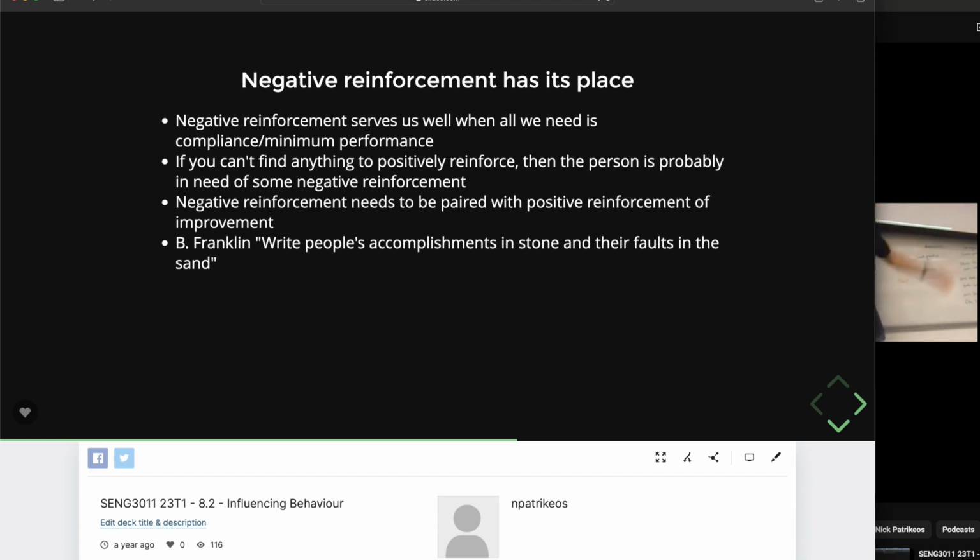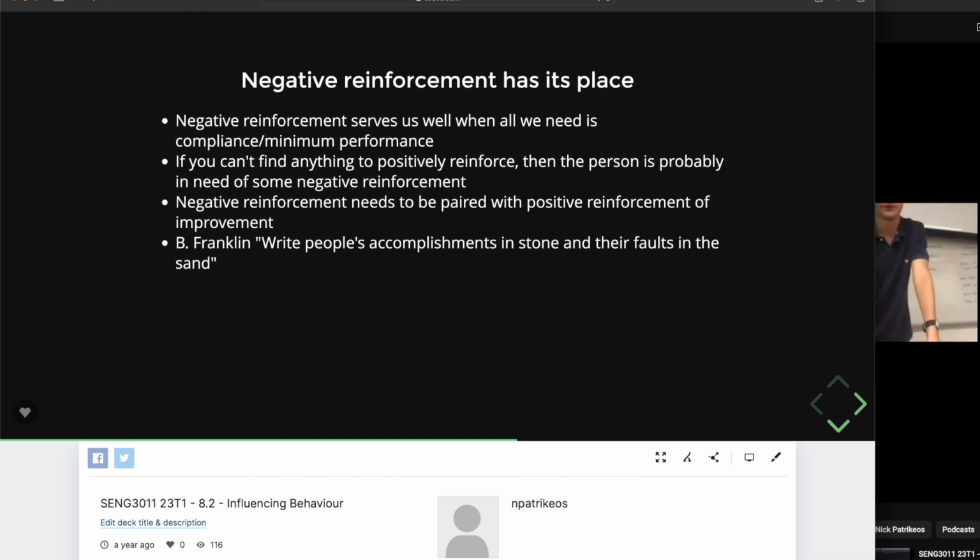There's a quote that I quite like, also from the book, by Benjamin Franklin. Write people's accomplishments in stone and their faults in the sand. Right? People do stuff, but we move on. And then when people do stuff right, then we really celebrate that.